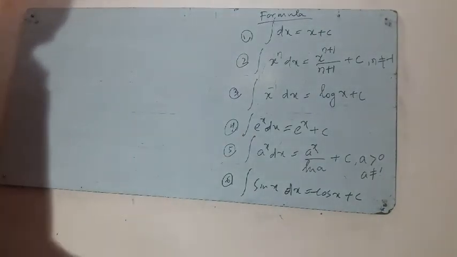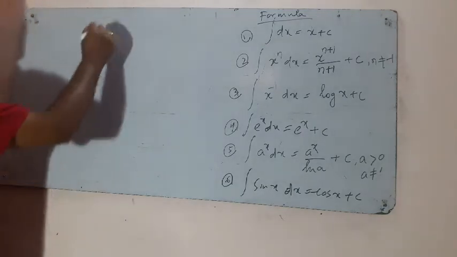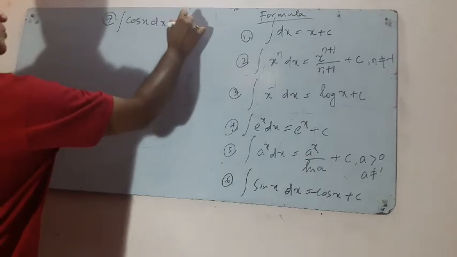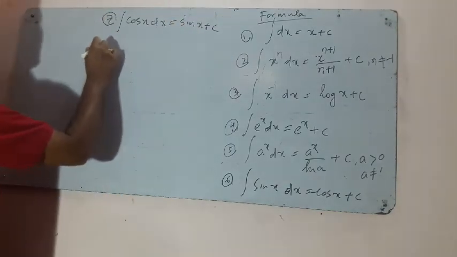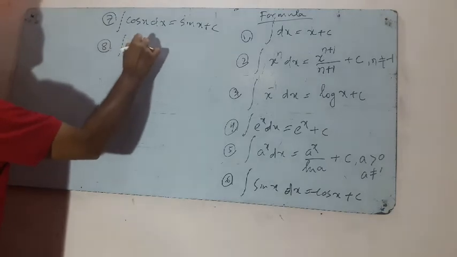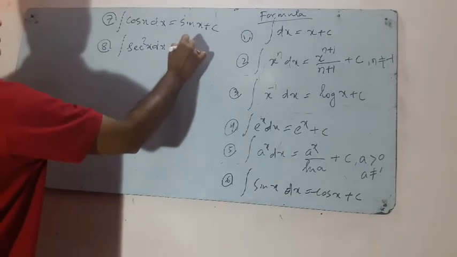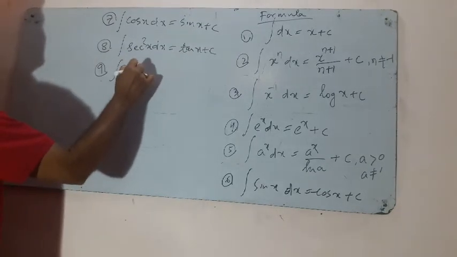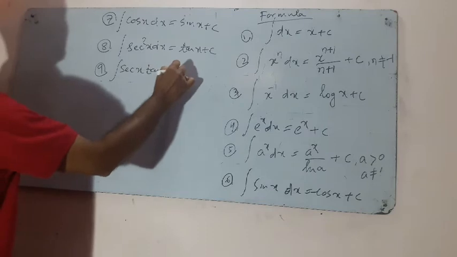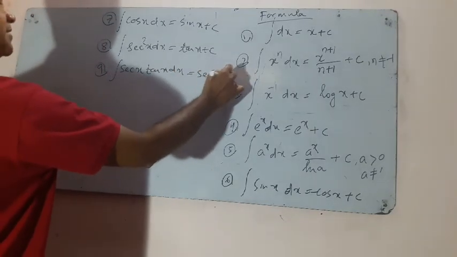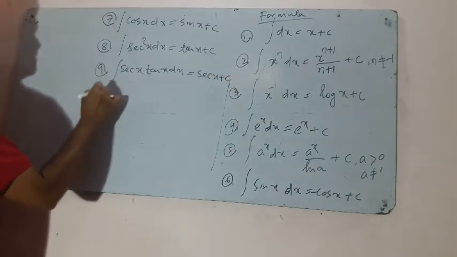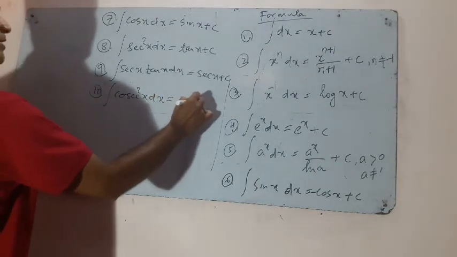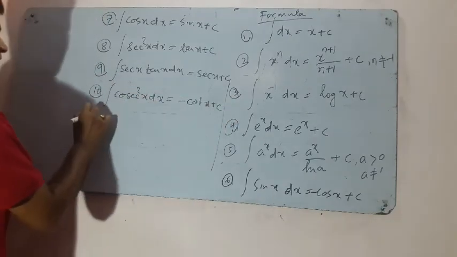Next is the seventh: integration of cos x into dx is equal to sin x plus c. Next is integration of sec square x into dx, equal to tan x plus c. Next is integration of sec x into tan x into dx, equal to sec x plus c. Next is integration of cosec square x into dx, equal to minus cot x plus c.